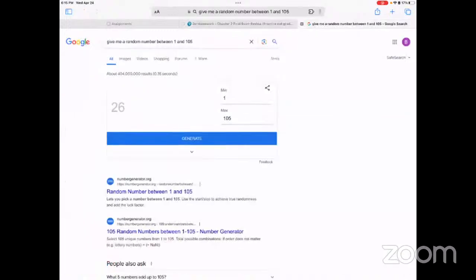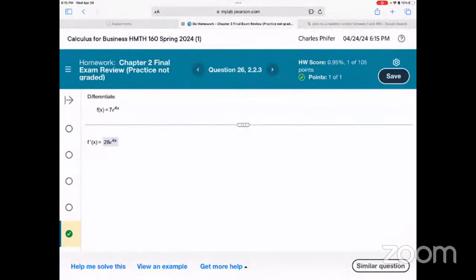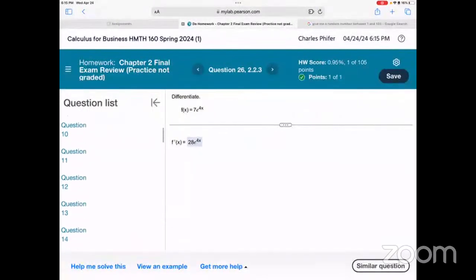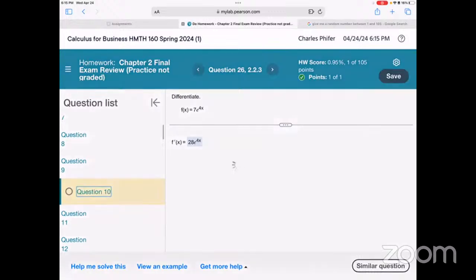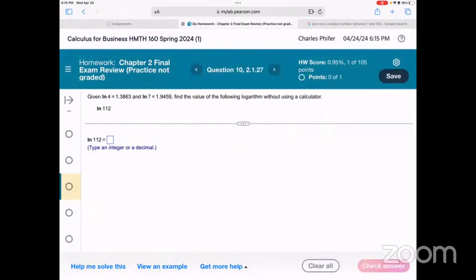Let's do another one. Let's go to question number 10. I'm liking my little random number generator, because before, I used to feel weird, but now I've got a little system going. So given that the natural log of 4 is this, natural log of 7 is this, find the value of the following log without using a calculator. So we've got the natural log of 112, right?